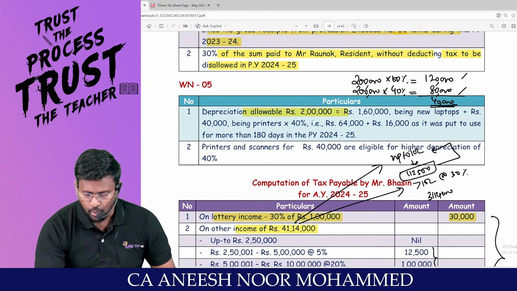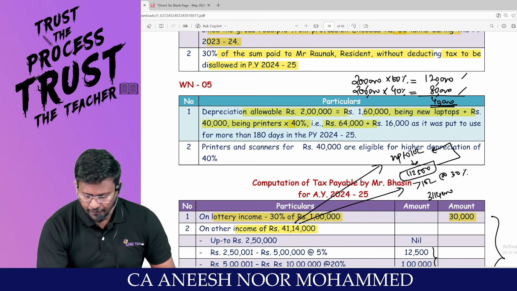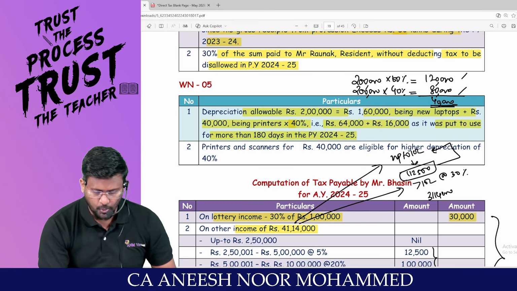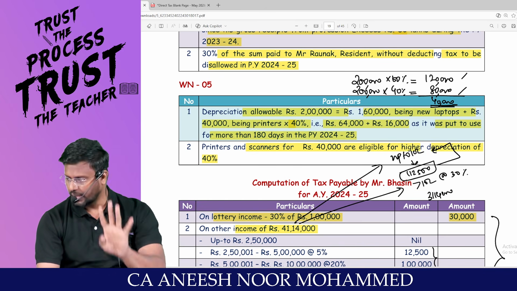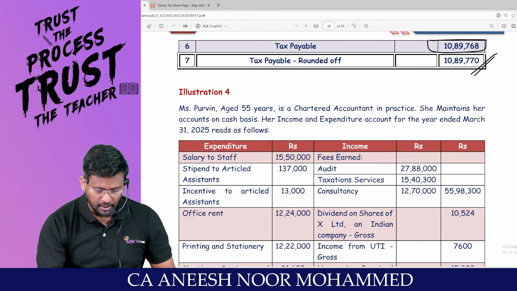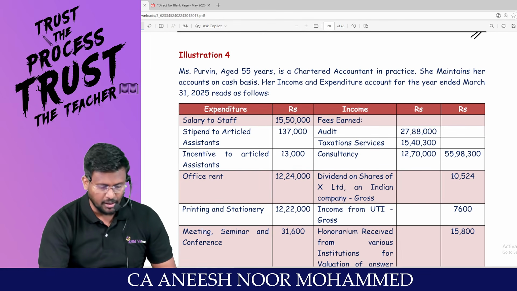Depreciation allowable for 2 lakh is 1,60,000 being new laptop, 40,000 being printers into how much percent? That means 64 plus 16, as it was put to use for more than 180 days. Printers and scanner for 40,000 are also eligible for higher rate of depreciation at the rate of. That's it with regard to this brilliant question. Number 3 also comes to an end, my dear lovable students.